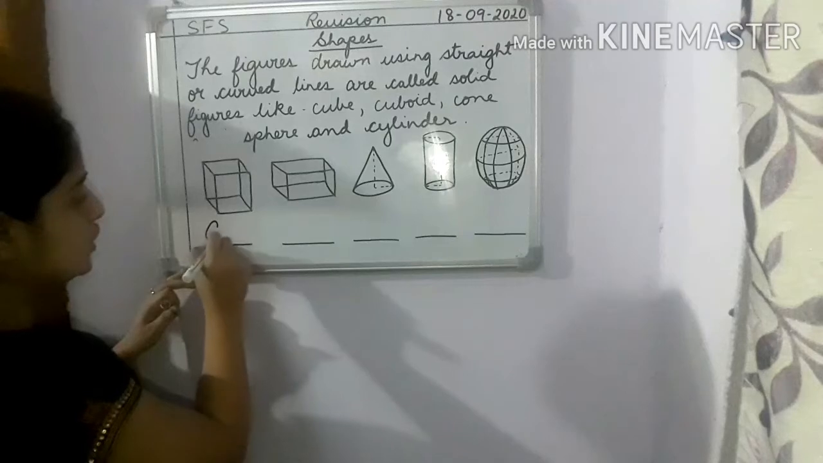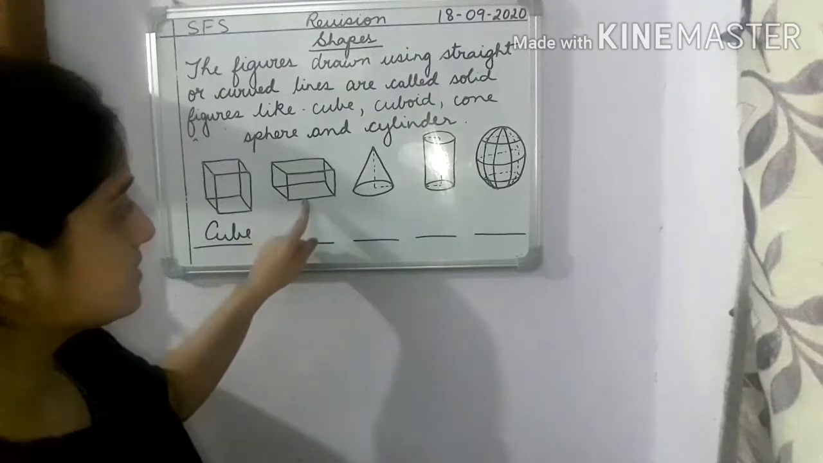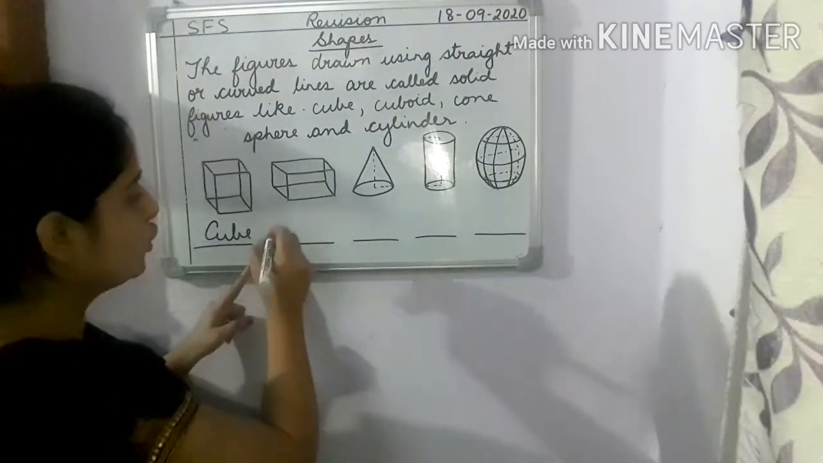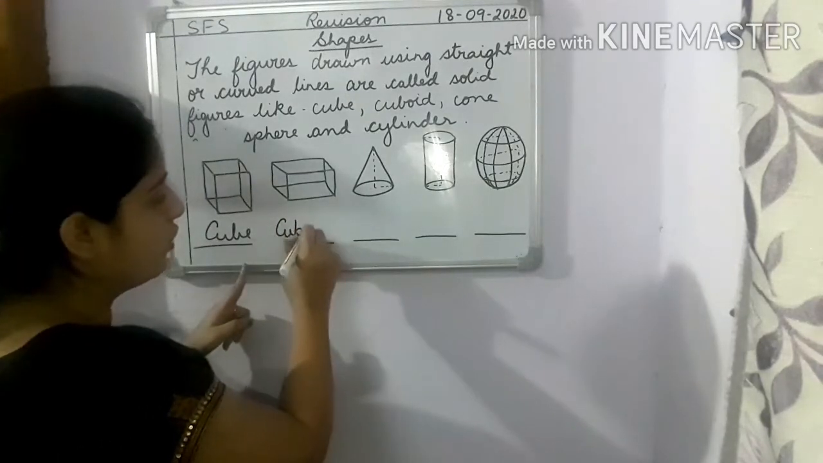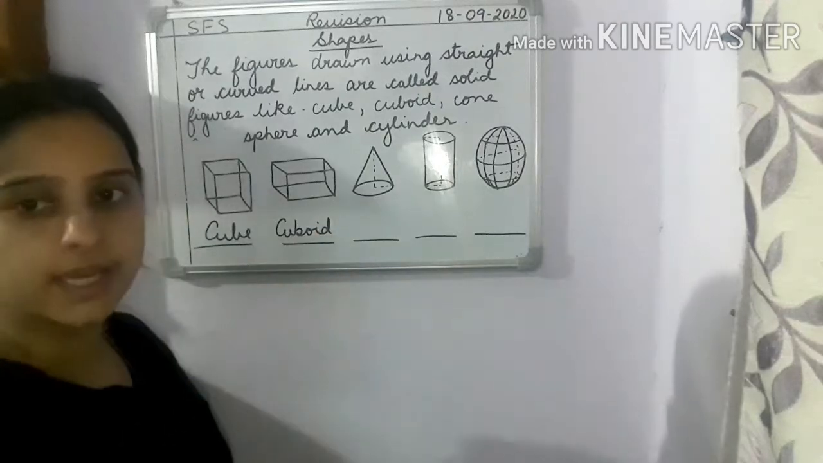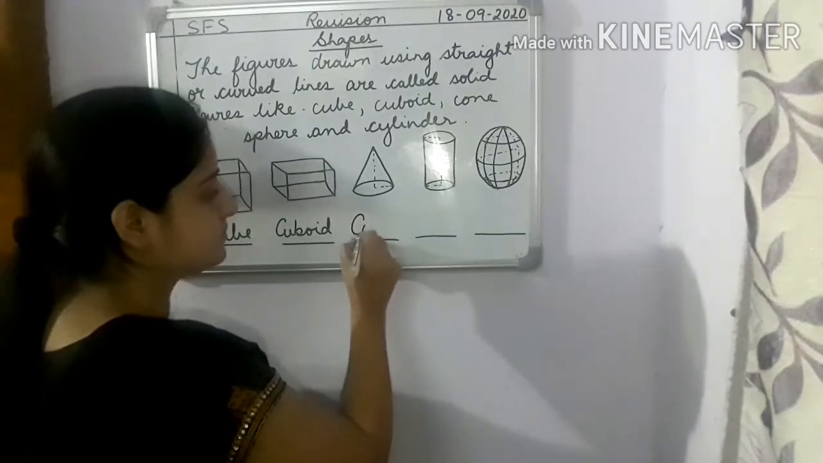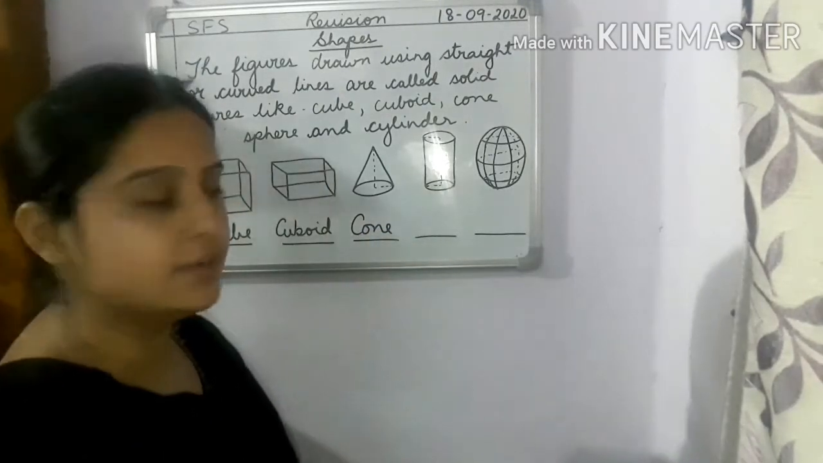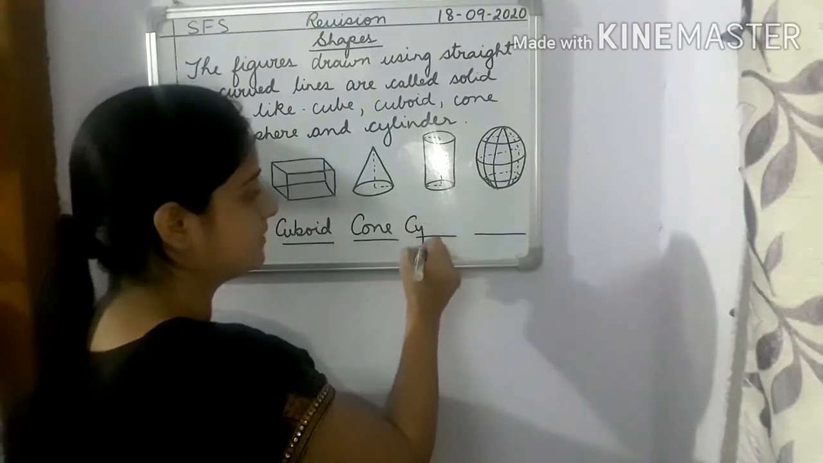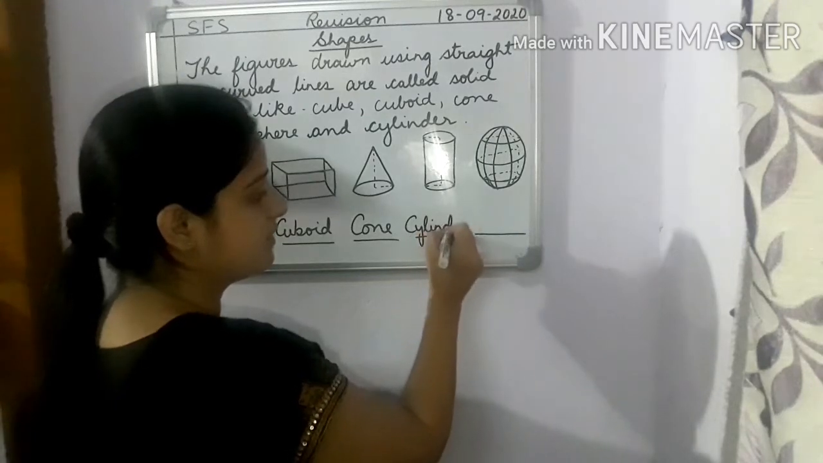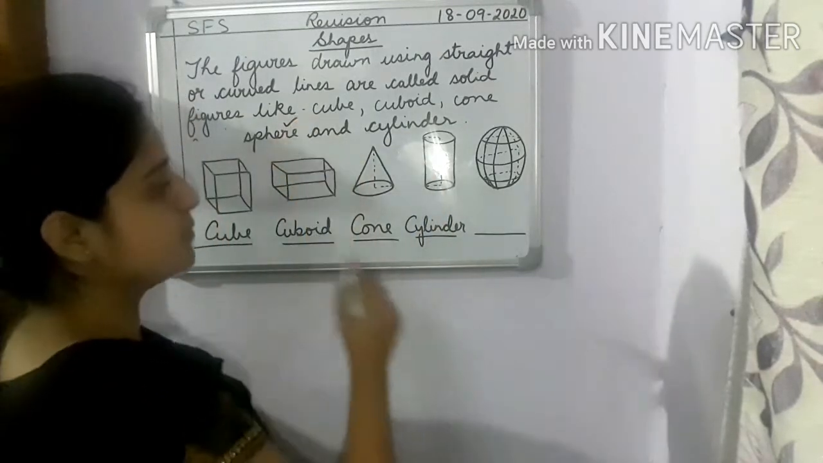This figure is cube. The spelling is C-U-B-E. Second figure is cuboid. C-U-B-O-I-D. Cuboid. Third figure is cone. Then fourth figure is cylinder. Then the last figure is, children, sphere.